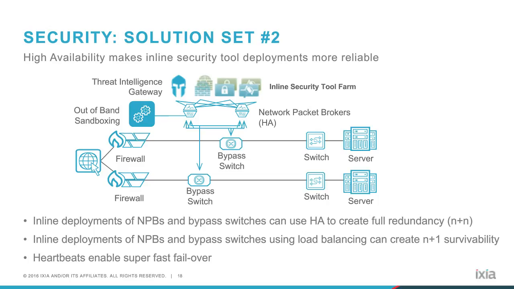Of course, you can always make trade-offs to reduce your cost. Since you have a redundant bypass switch and packet broker, maybe you don't need a redundant set of tools. You'll count on the other equipment to provide the reliability. This option could save you a lot of money, as we know how expensive security tools can be.